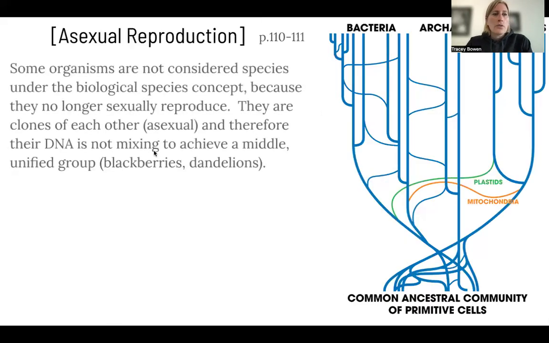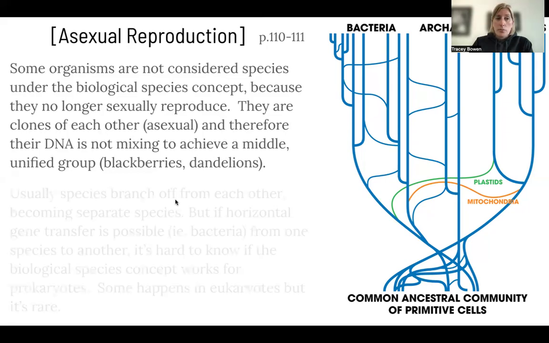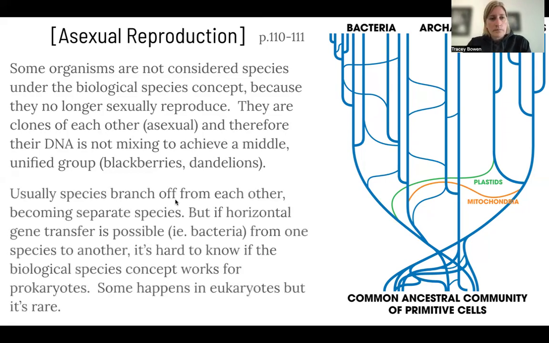So asexual reproduction: some organisms are not considered species under the biological species concept because they no longer sexually reproduce. They're clones of one another, so they're asexually reproducing, and therefore their DNA is not mixing to achieve a unified group. An example of this would be blackberries or dandelions. I had no idea before I read your textbook that these were asexually reproducing organisms.